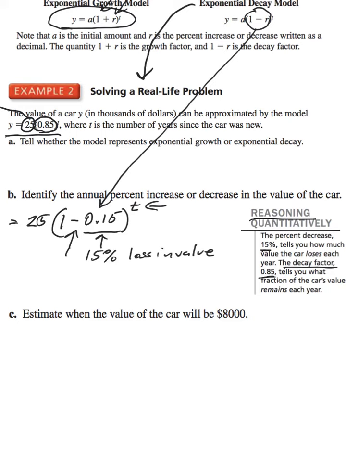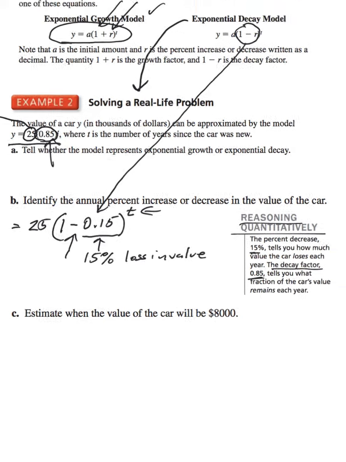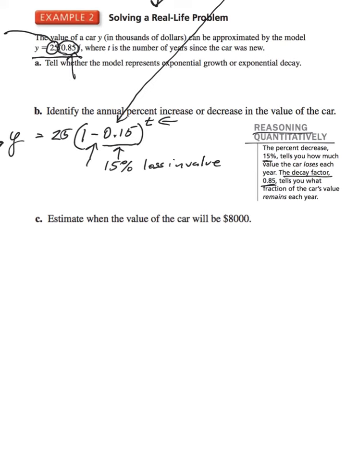So anyway, to do this real life problem, and you have only one on homework, you need to translate the value inside the parentheses into a 1 minus or a 1 plus type number. So whatever it is, there's going to be a 1 in the front, plus or minus some number that equals that 0.85. And you'll see that in the problem. So it says estimate when the value of the car is going to be $8,000. To do this question, you will need to put this in the calculator.